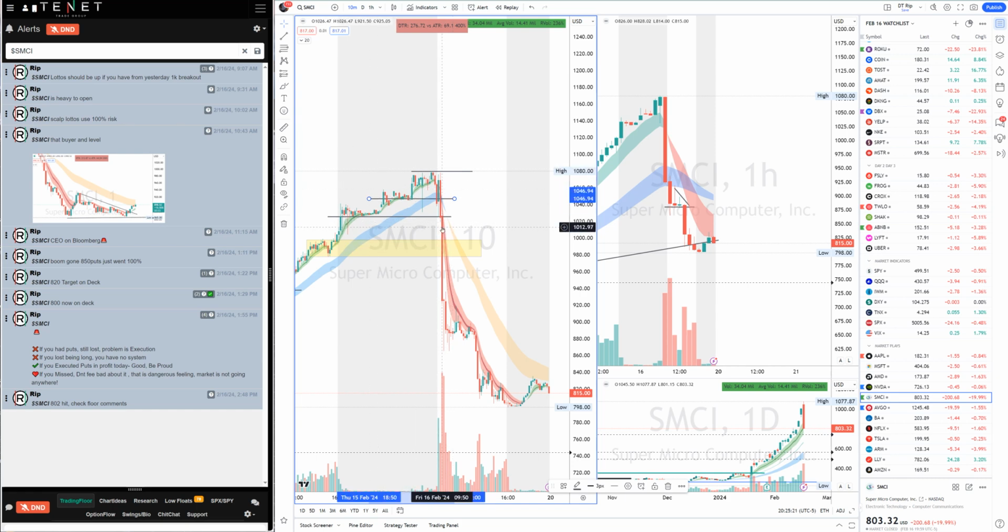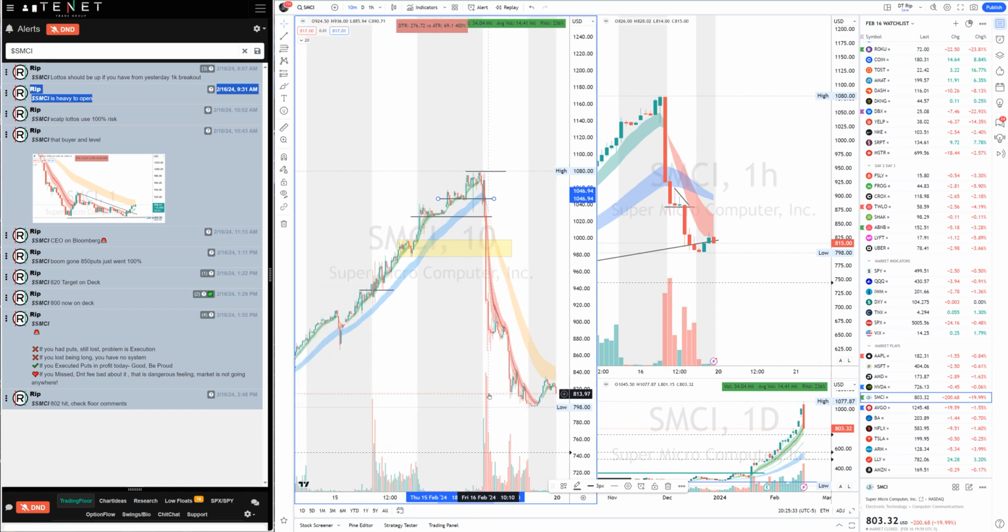Even when this happened at 10 a.m., I told everybody that you scalp. It was heavy at the open. I could see the heaviness, but then it swiped back. But look at this volume. Look at the volume on this candle and this candle, and that was it. Everybody was stopping out there.